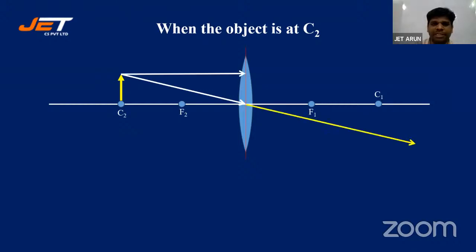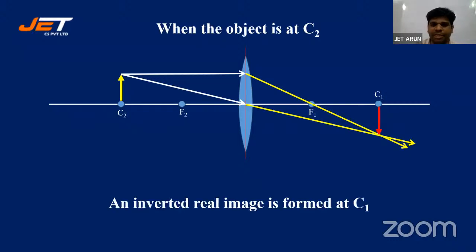It goes undeviated. Next, I'll take a ray parallel to the principal axis that will pass through F1. Now that intersection will give me the tip of the image. That's at C1. Note one thing: I've got the same length, same height of the object and image. Now we get an inverted real image at C1.